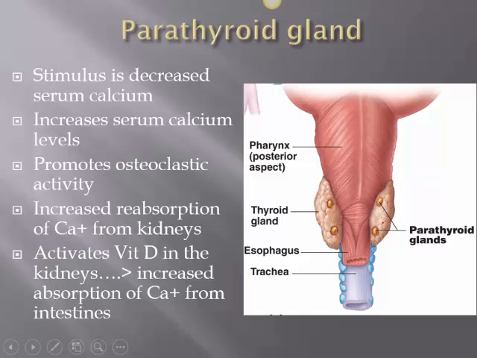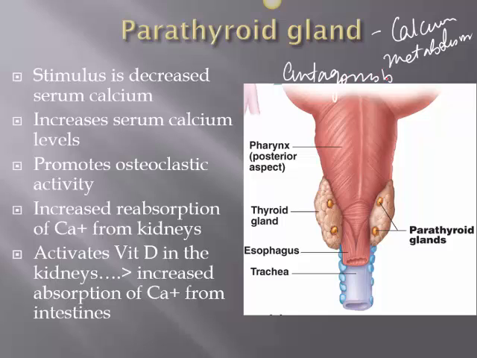So you're looking at the posterior aspect. And there are 4 parathyroid glands. Usually you can have more than 4, 2 on each side. So they are on the posterior aspect. They also have something to do with calcium metabolism, and they are antagonists of calcitonin.